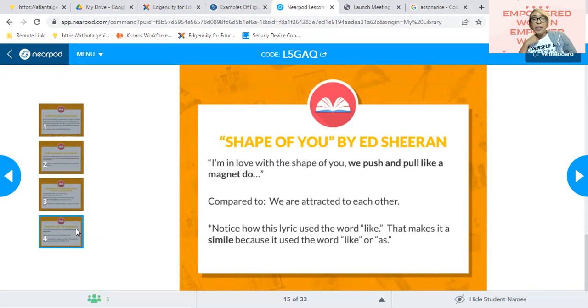I'm in love with the shape of you. We push and pull like a magnet do. Compared to: we are attracted to each other.